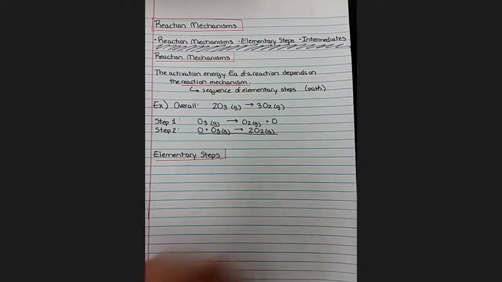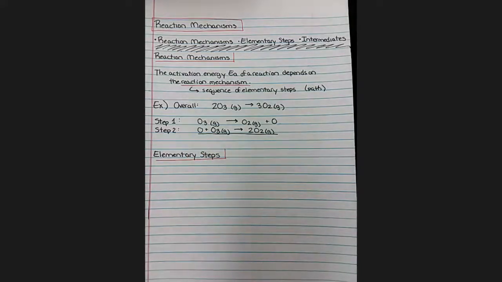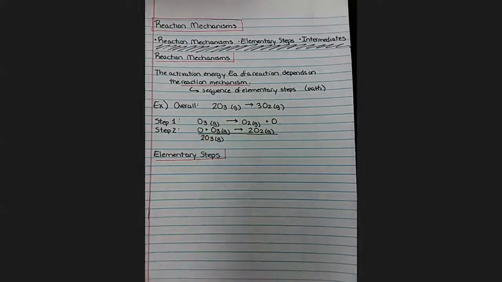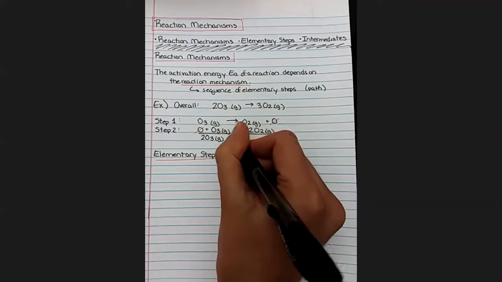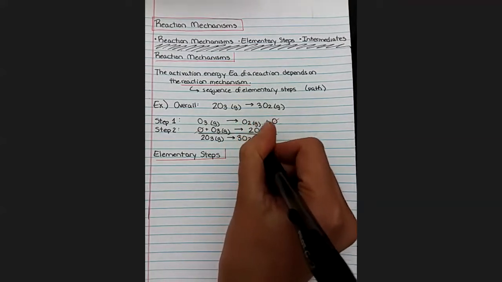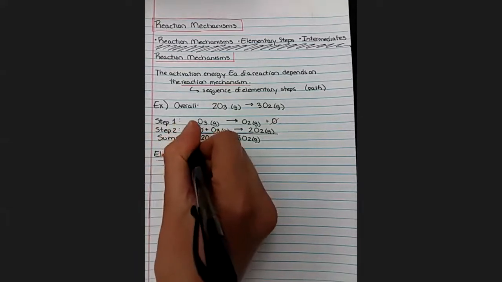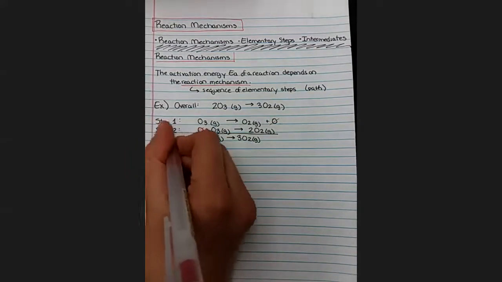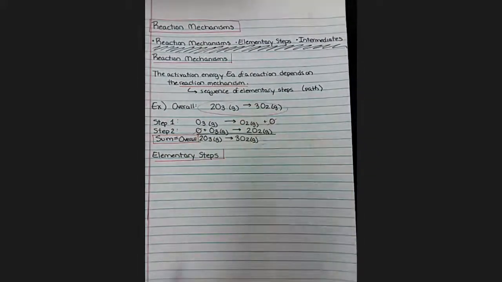So we can check this by adding it together. We can add 2 O3s on this side. This oxygen atom cancels out with an oxygen atom on the product side, and then we have 3 O2s that add together to get the same sum equal to that overall. That's an important feature of how a mechanism works. This equation is equal to this equation.